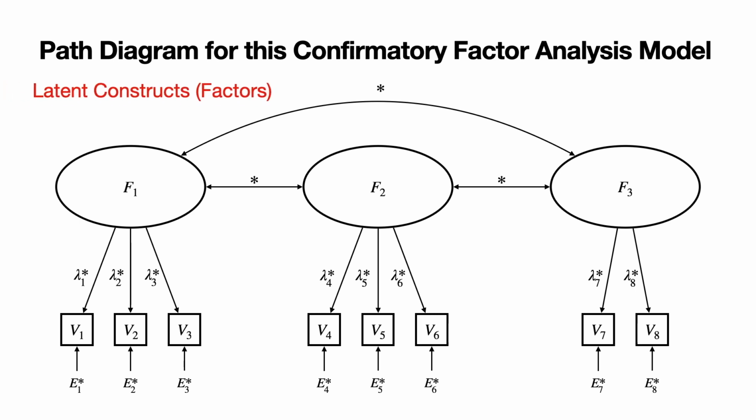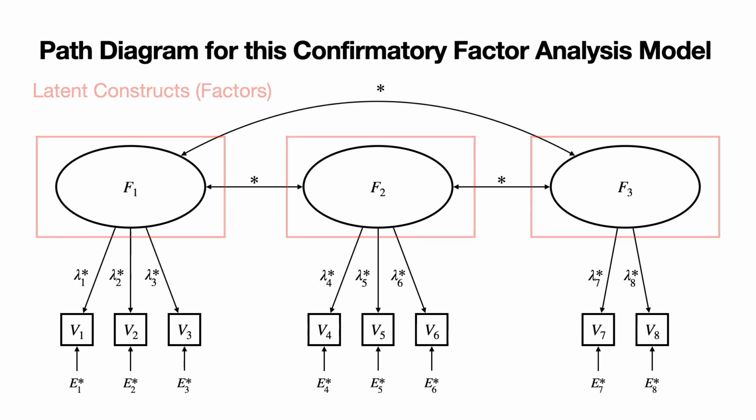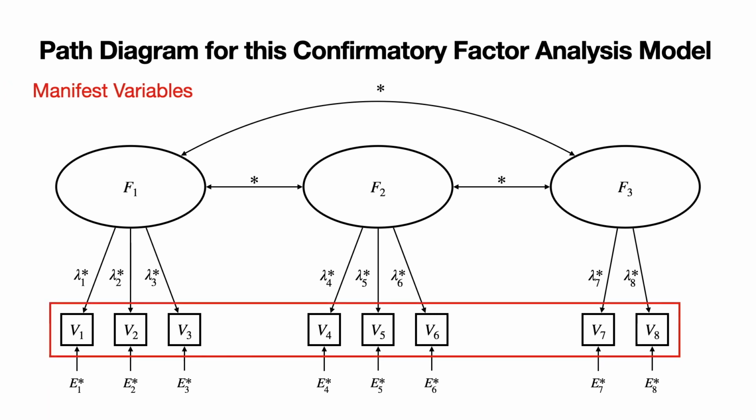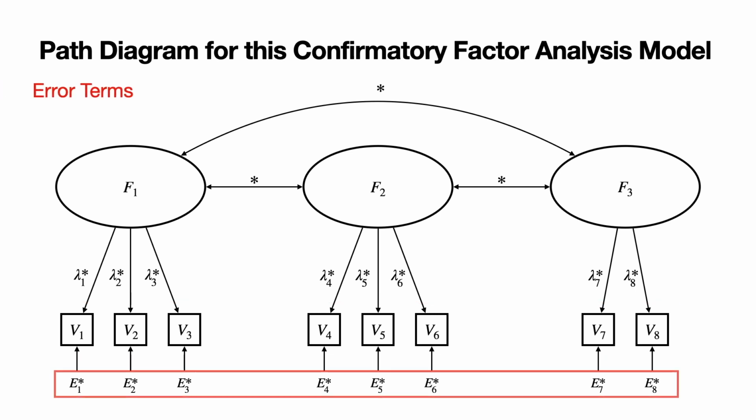Let's identify the latent constructs or factors. We have F1, F2, and F3, the 3 factors which are indicated here by ovals. The manifest variables, variables that are observable, are V1 through V8, as you can see here. The error terms are denoted by E1 through E8 in the diagram.